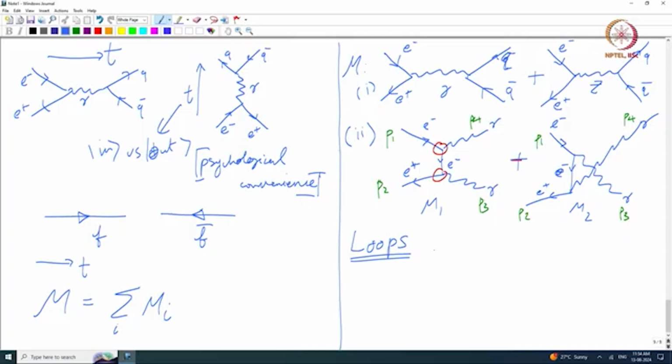I can not only draw this diagram, I can also draw diagrams like these. Once again, in the initial state I have a photon. Now, the photon itself, right, can go to say a mu plus mu minus, let us say.